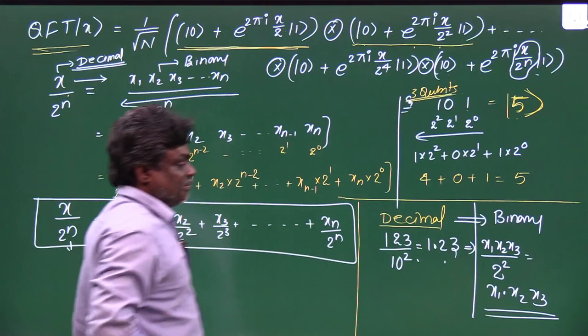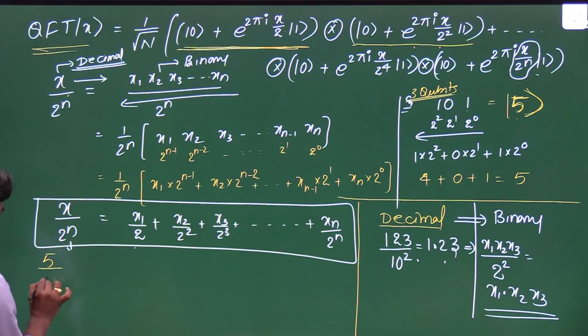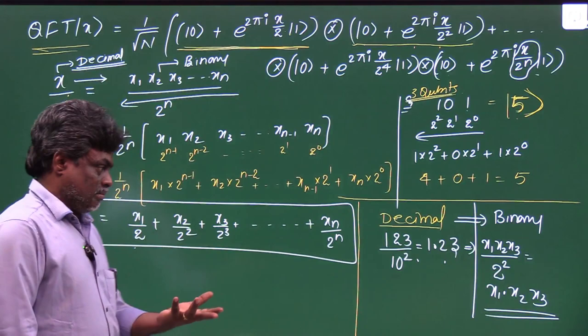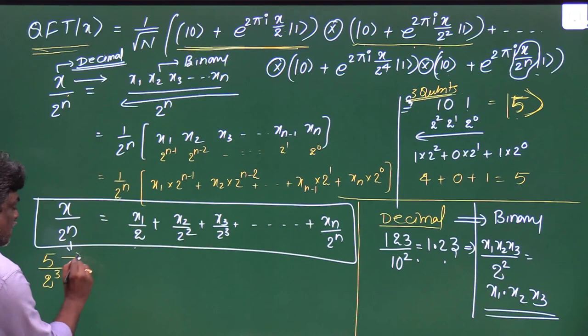That's it. So now, one thing. Earlier you said, sir, here I have 5 by 2 power n, so generally what will we get? 2 power 3, because it's 3 qubits. 5 by 2 power 3. Sir, it's very, very important. 5 by 2 power 3. Now this is equal to, come on, please say. This 5 is nothing but 101. Please expand, sir.